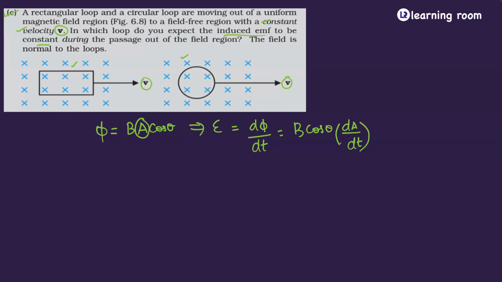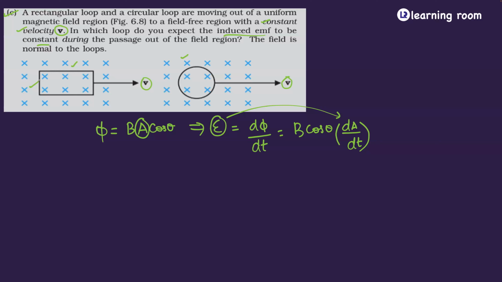Okay, accepted. So my EMF is going to be constant if dA by dt is going to be constant. Means the rate at which the area is changing, if it is going to be constant, then the EMF is going to be constant. In which case do you think the rate at which area is changing is going to be a constant? Answer is very simple. It is in the case of a rectangle.